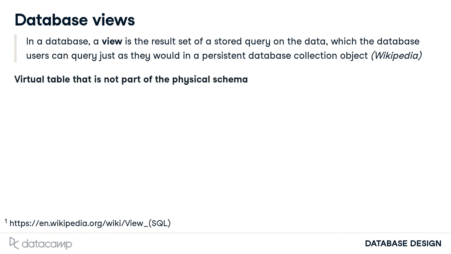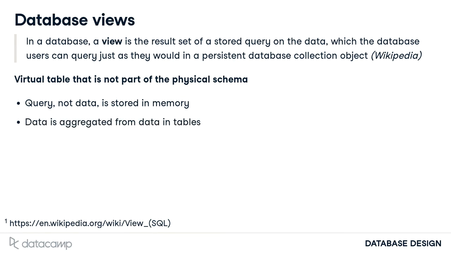Essentially, views are virtual tables that are not part of the physical schema. A view isn't stored in physical memory. Instead, the query to create the view is. The data in a view comes from data in tables of the same database. Once a view is created, you can query it like a regular table.